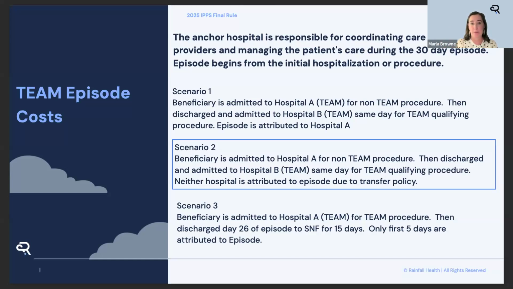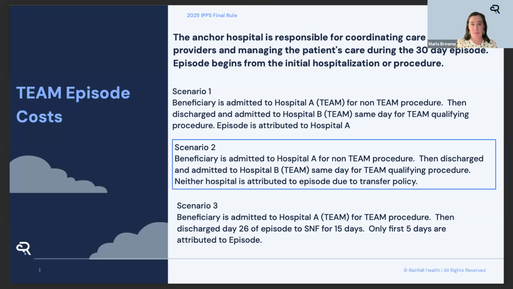Let's look at another example. So let's use the same thing, but let's say Hospital A is not a TEAM participant hospital. Hospital B is a TEAM participant hospital. In that scenario, neither hospital would be attributed to the episode since Hospital A is not a participant and the transfer policy prevents the episode from being attributed to Hospital B, right?